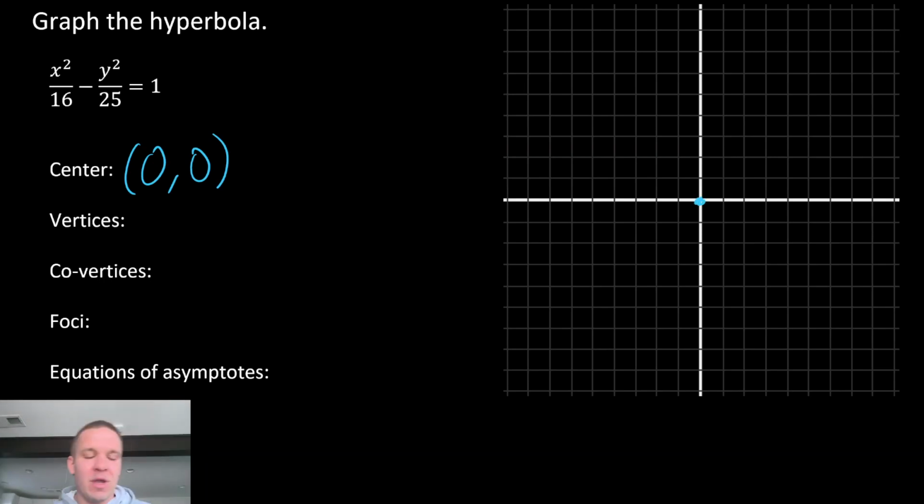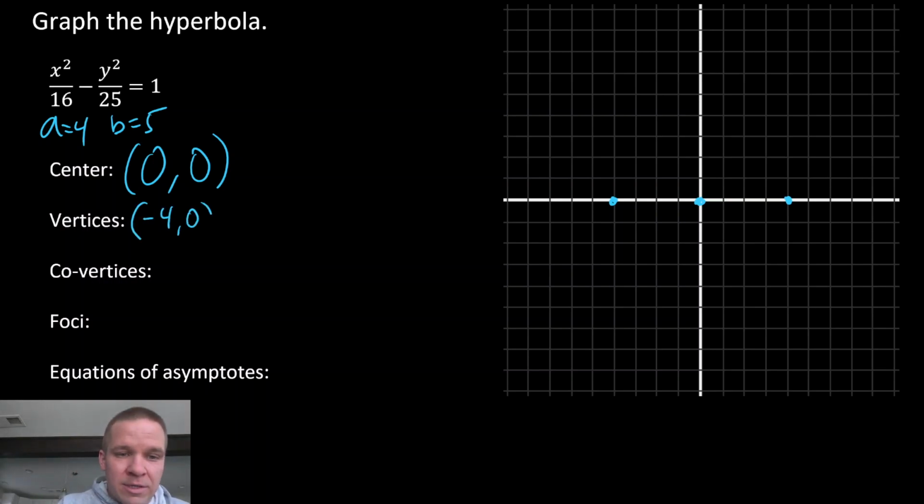All right, next up, our vertices and co-vertices. Well, A squared is 16, so that means that A is going to equal 4, and my B value is going to be 5. So what does that tell me? Well, I'm going to be 4 away in the left and right direction. 1, 2, 3, 4, that's going to be a vertex, and 1, 2, 3, 4, that's going to be a vertex. So let's write those down right now. That's going to be -4, 0, and +4, 0.